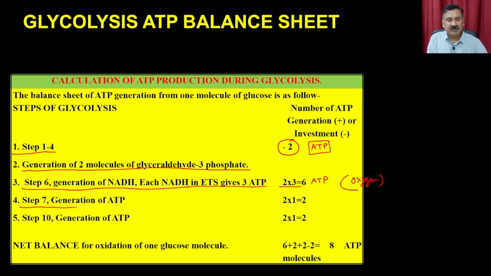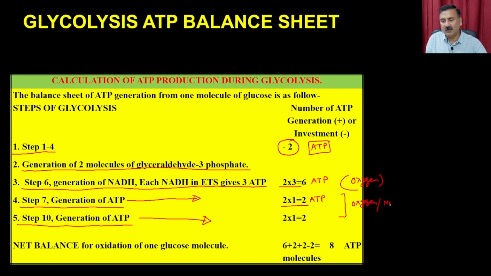Then in step number 7, you are generating ATP. So 2 molecules of ATP you are going to generate, right? And in step number 10, you are going to generate another molecule of ATP. This is irrespective of the oxygen; whether the oxygen is present or not present, these ATP are going to be produced. So you are going to have another 2 molecules of ATP.